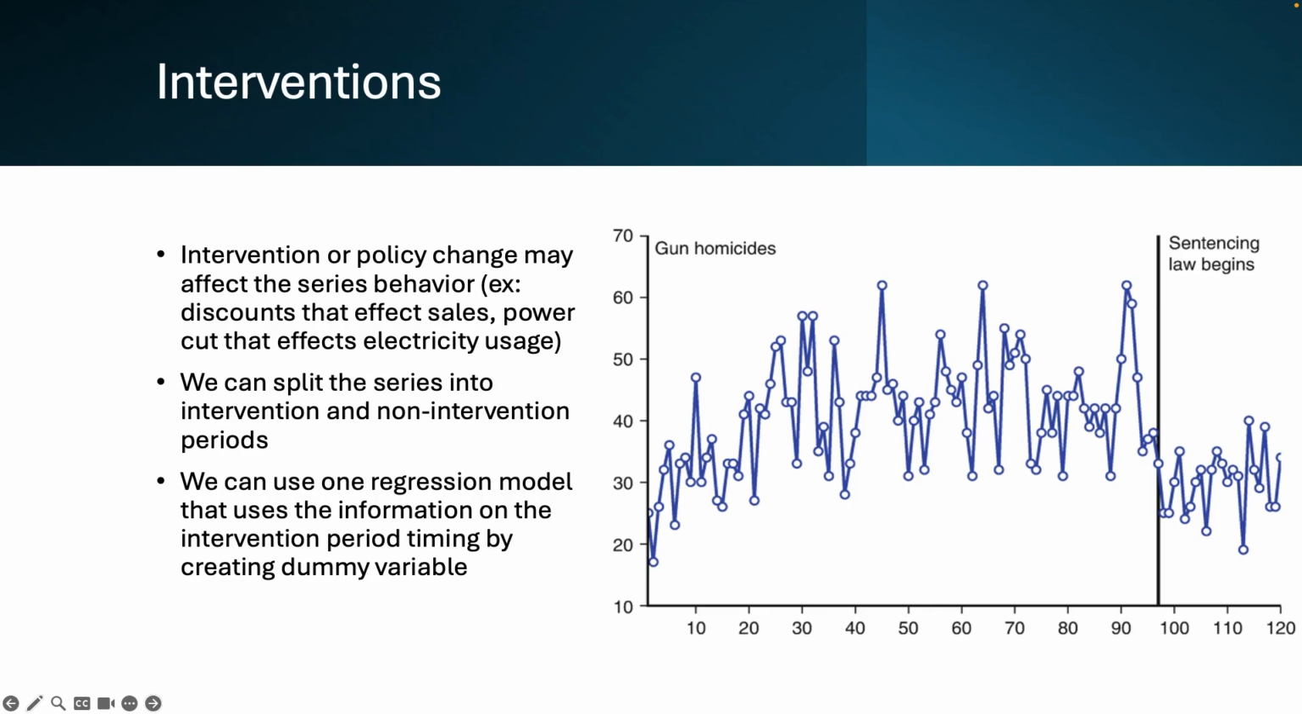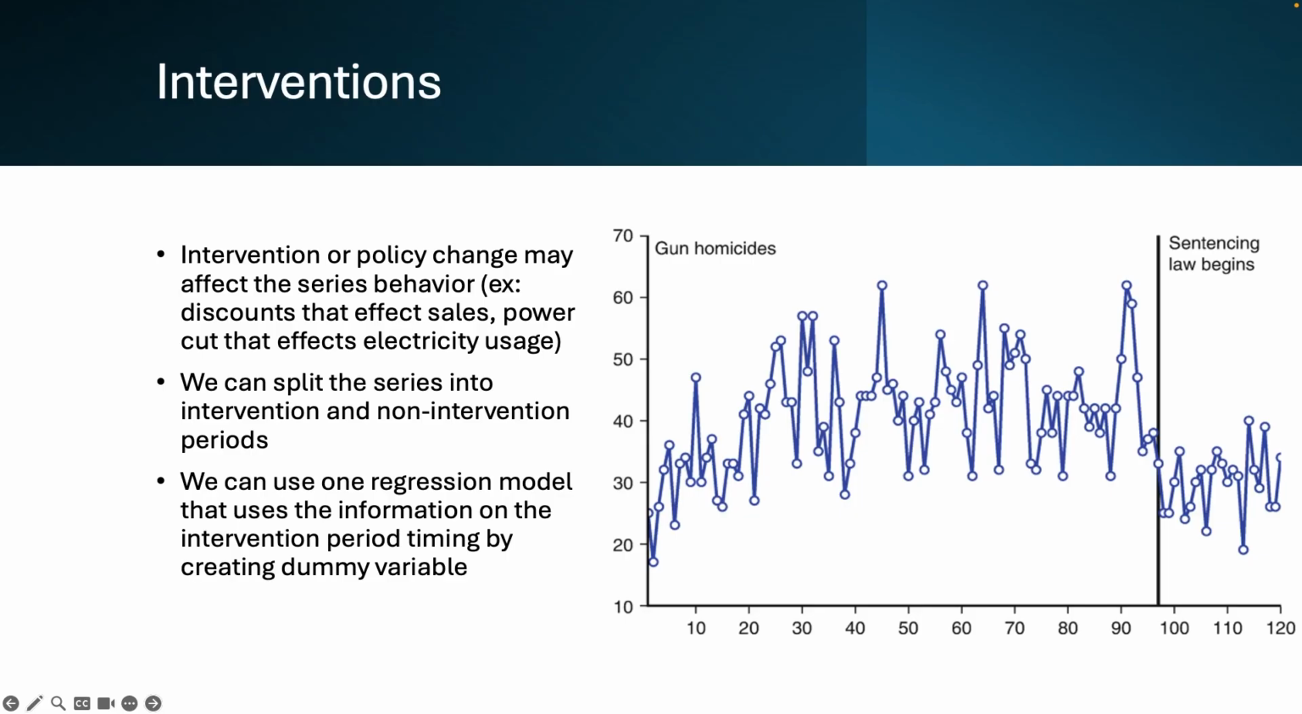Create a dummy variable that we call, let's say, intervention, that takes the value of 1 during the periods when the intervention took place and 0 otherwise. So include this intervention variable in the regression model as a predictor. It's exactly as we did in the outlier and the special events.